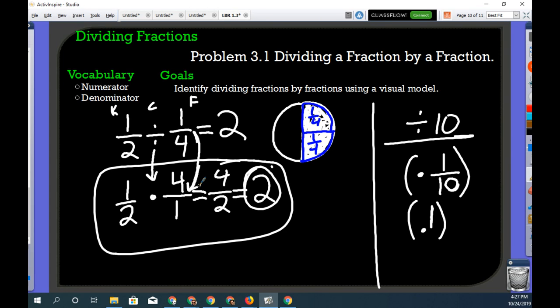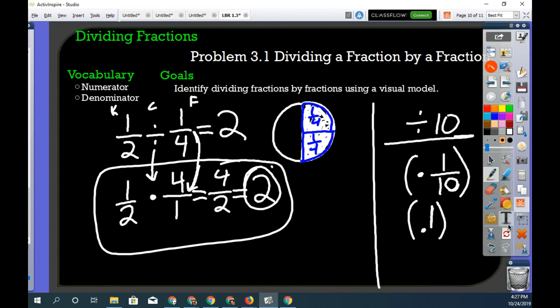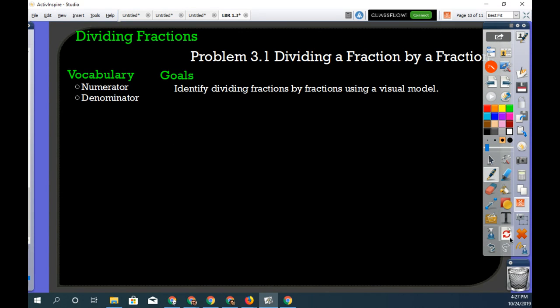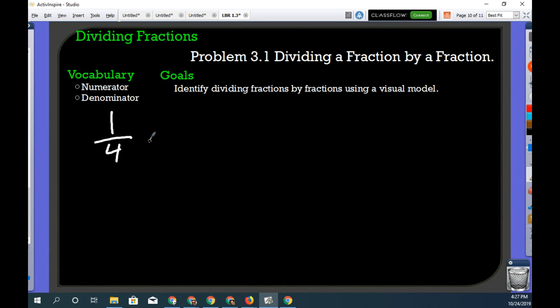4/1. Now, if we change the order of this problem, we can still use the same model, but it becomes a little more complicated to see. So if I'm going to take 1/4 and I'm going to divide it and see how many times can 1/2 be divided into a 4th.